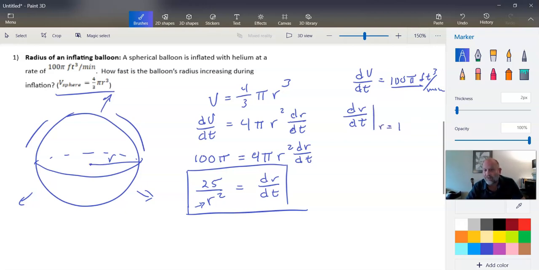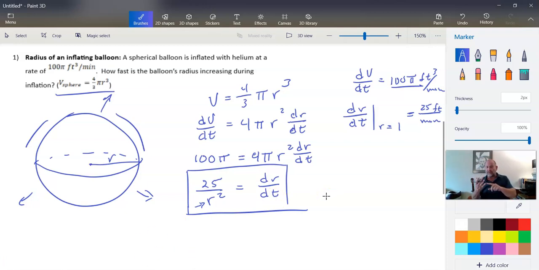The radius is 1 foot. Well, at that point, we just plug this in. And 25 divided by 1 squared is 25 feet per minute, right? So you just think about that. It goes from being 1 foot to being 25 feet in a minute. That's a big balloon that's inflating very, very quickly. But that should give you the idea.